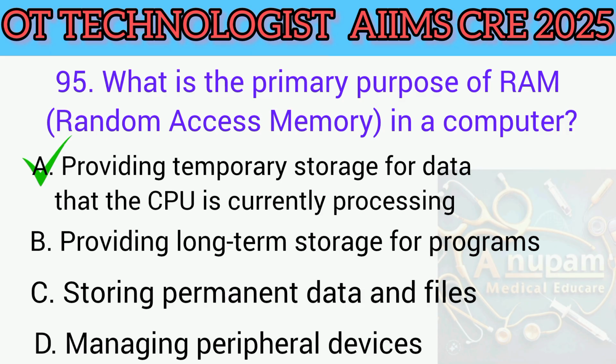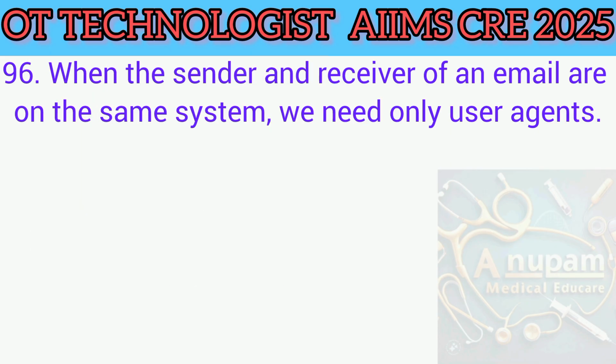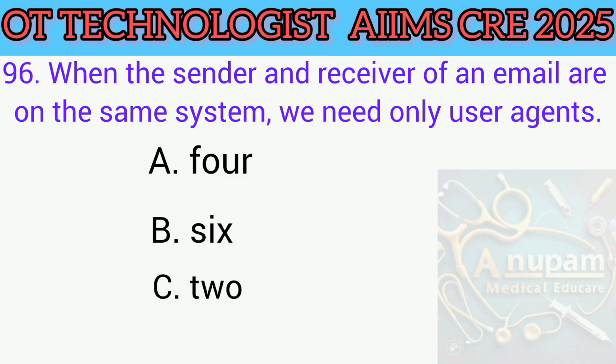Right option, A. Number 96. When the sender and receiver of an email are on the same system, we need only how many user agents? Option A. 4. B. 6. C. 2. D. 3.